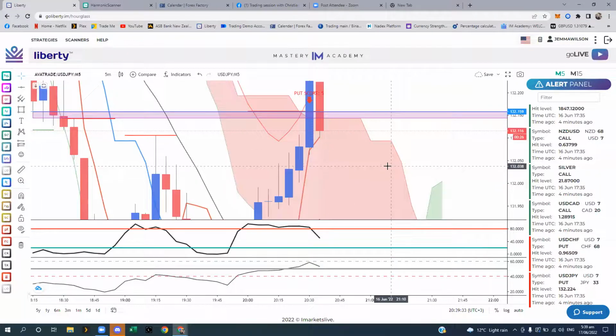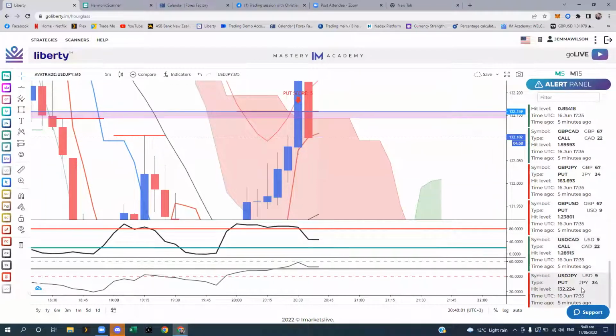Heather cleared, nice. I'm glad. I don't know how you cleared, Heather. Are you on the same pair? I'm glad you cleared. That's great. All right, come on. New candle opening. Now we want to see some heavy upwards movement. USD JPY. Nice, 1 minute cleared.